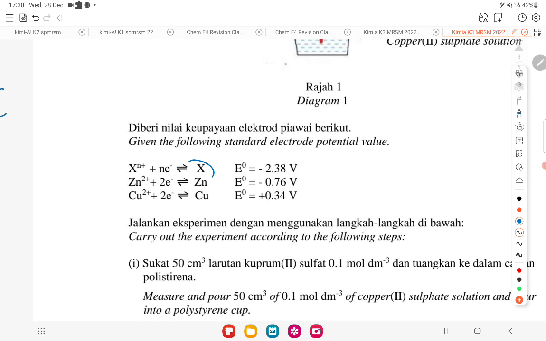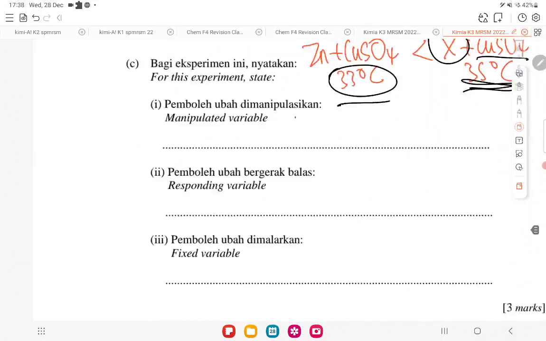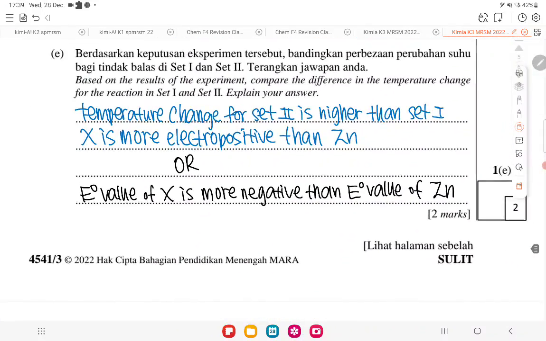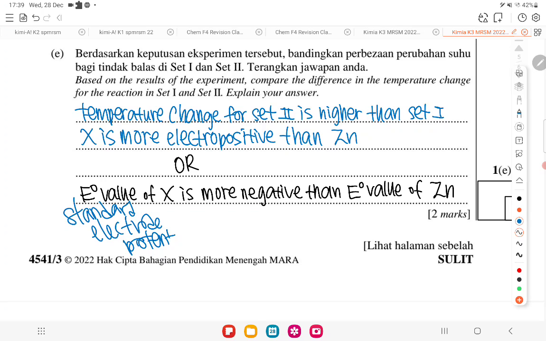So how are you going to explain it? How to tell people X is an even more powerful gangster than zinc? When you want to use standard electrode potential value, you need to see who is more negative. You can see the value for X is more negative than the value for zinc. So you can write the answer in this way. If you don't want to write E0, you can write the full name, standard electrode potential. The standard electrode potential value for X is more negative than the E0 value for zinc, okay?